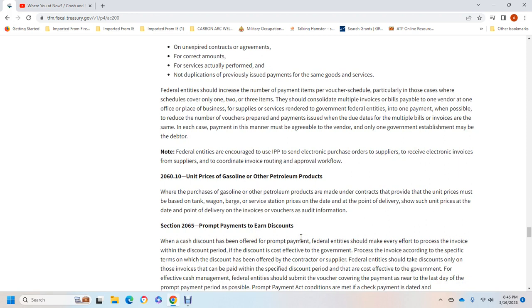Alright, 2060-10, unit price for gasoline with other petroleum products. The purchase of gasoline with other petroleum products made under the contract with the provider. The unit price for the modification on the tank of the wagon with the barge for the other certification prices on the day of the point of delivery. Show the unit price for the day of the point of delivery on the invoice, the vouchers, and audit information.